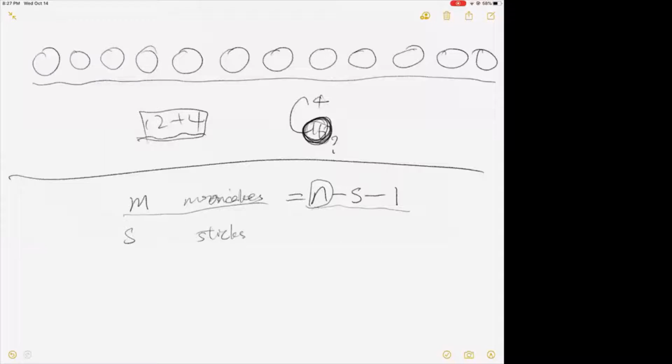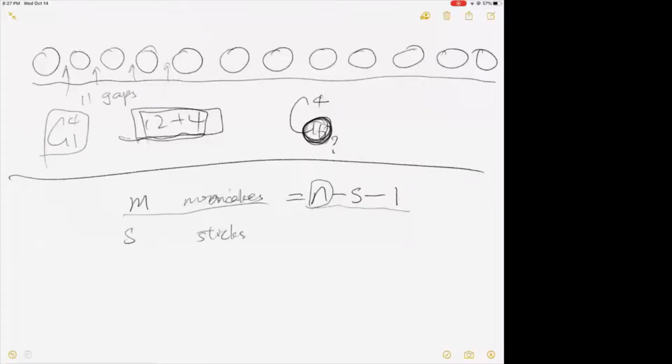So instead of doing 12 plus 4, we have to try to fit between the gap, because you don't overlap the sticks with the stones. So you have to go between the gaps. There's 11 gaps. You can count them. All right, so there are 11 gaps. So 11 choose 4, because you have to put 4 dividers in. 11 choose 4.